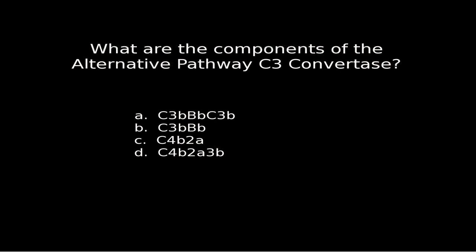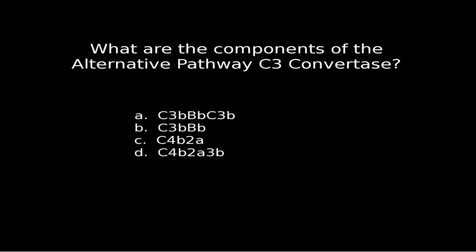In terms of number 5, what are the components of the alternative pathway C3 convertase? Remember that C3 convertase is very powerful, splits C3, gets all the C3bs, and that answer is going to be B. So that's C3b, Bb. All right, if you look at A, that answer, C3b, Bb, C3b, sounds ridiculous. That's C5 convertase, all right, for the alternative pathway.